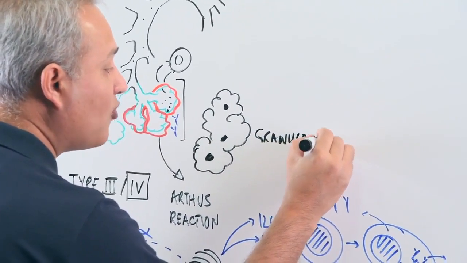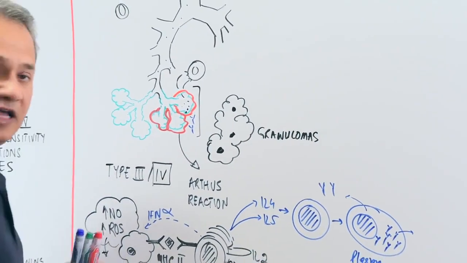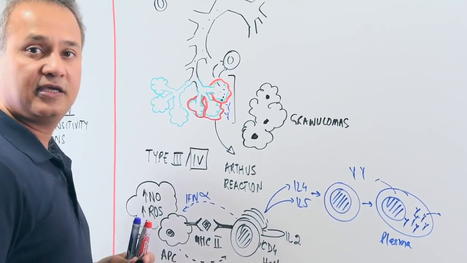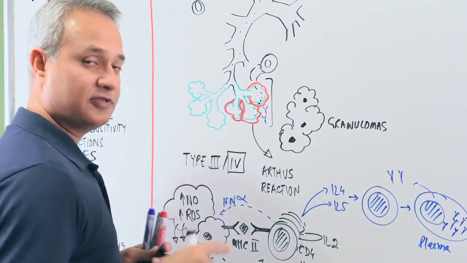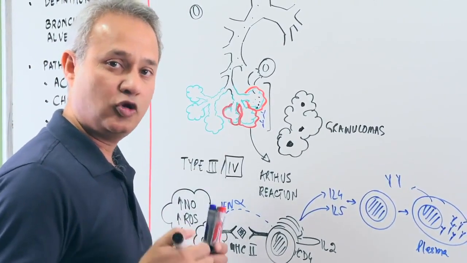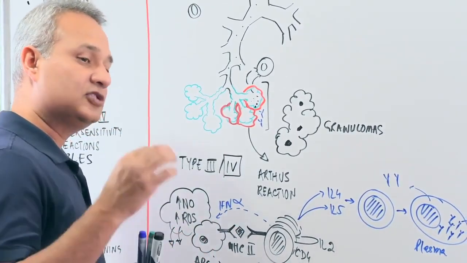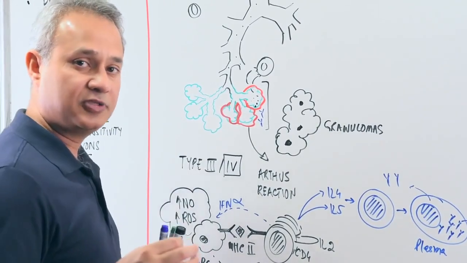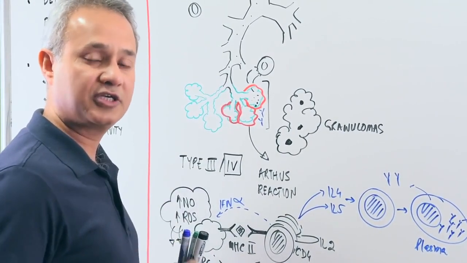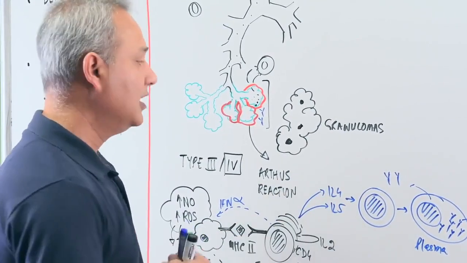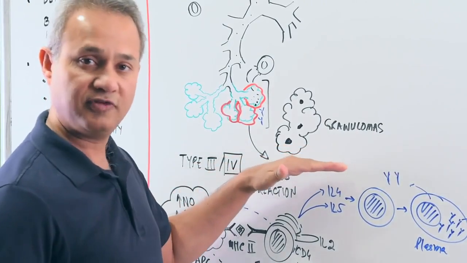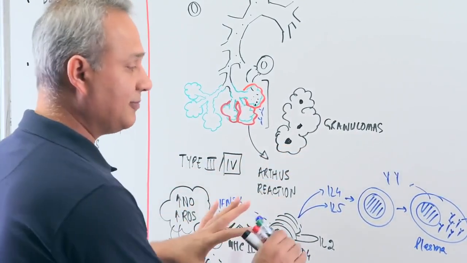So when the type 4 hypersensitivity reaction stays chronic in hypersensitivity pneumonitis, then the granulomas will appear. And if you see granulomas in a patient's biopsy, that cannot be an acute reaction. It has to be a chronic problem because this needs time to develop. So that is type 4.